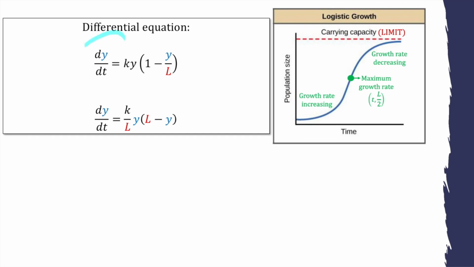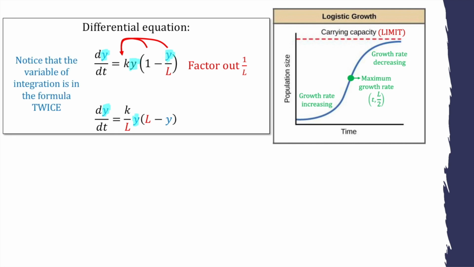So let's look at these two different differential equations. Actually, they're not different. They're the same thing. How do you get from one to another? Well, if you look at the top one, we take the top one and factor out a 1 over L. That's how you get to the bottom one. Also, I want you to notice that the variable of integration, the y, in both variations of our differential equation, is twice on the right side of the formula. So be looking for that.